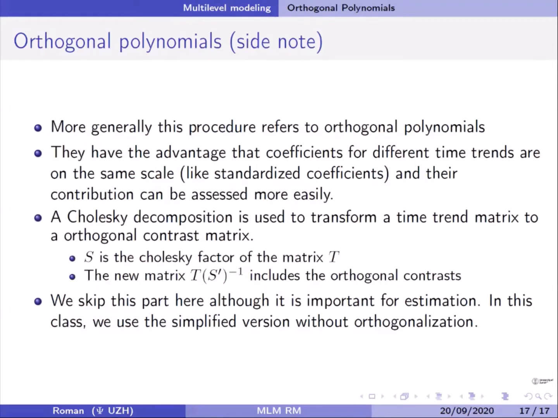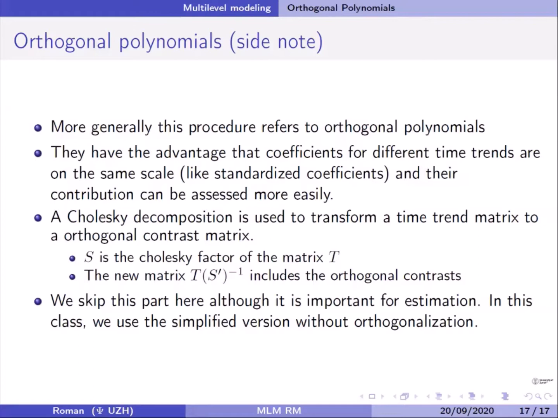However, if it's not, because we really want that baseline information, we have another option, and this is called an orthogonal polynomial. This is more generally a procedure referring to orthogonal polynomials. And they have the advantage that coefficients for different time trends are on the same scale. This is like z-scoring or standardizing coefficients. And their contribution can be assessed more easily. We do this by doing a Cholesky decomposition. And this is used to transform a time trend matrix to an orthogonal contrast matrix. And so S will be the Cholesky factor of the matrix T, the time matrix. The new matrix, T times S prime inverse, will include our orthogonal contrasts.